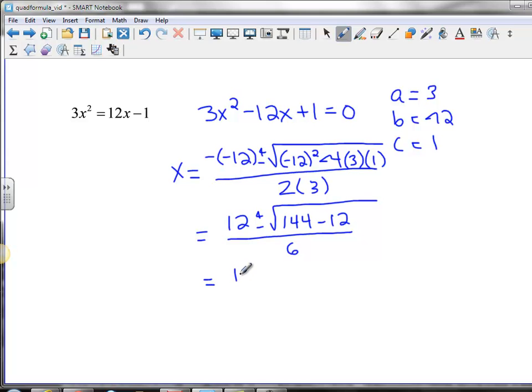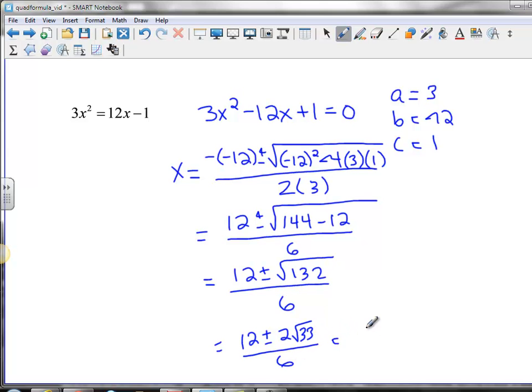Come down here, we've got 12 plus or minus the square root of 132, all over 6. For the square root of 132, the only perfect square that goes into that is 4, and it's 4 times 33. So that's going to give me 12 plus or minus 2 radical 33 all over 6. Let's simplify. 12 over 6 is 2, plus or minus the square root of 33 over 3. And that is our solution.